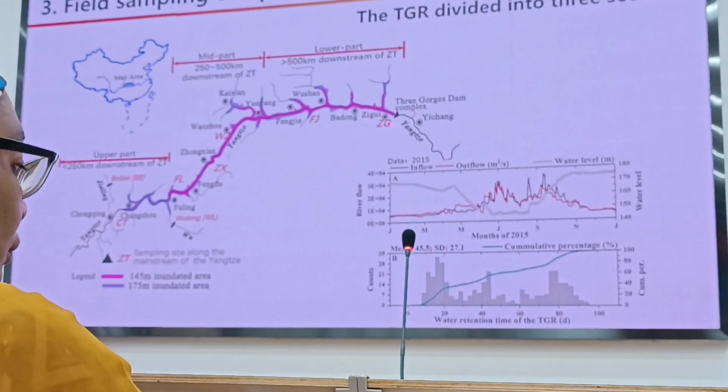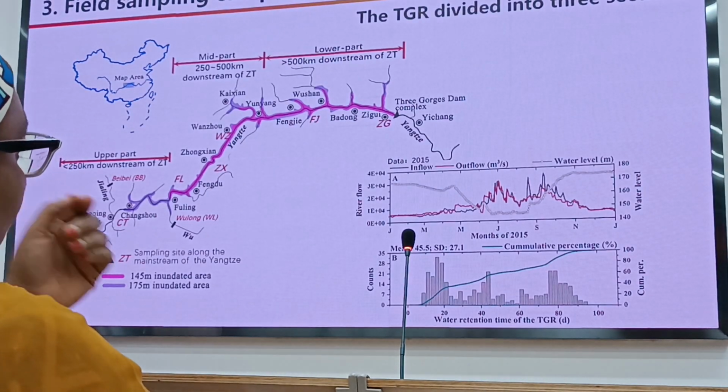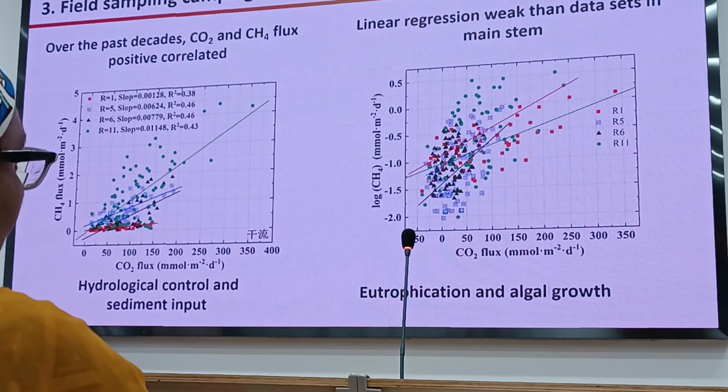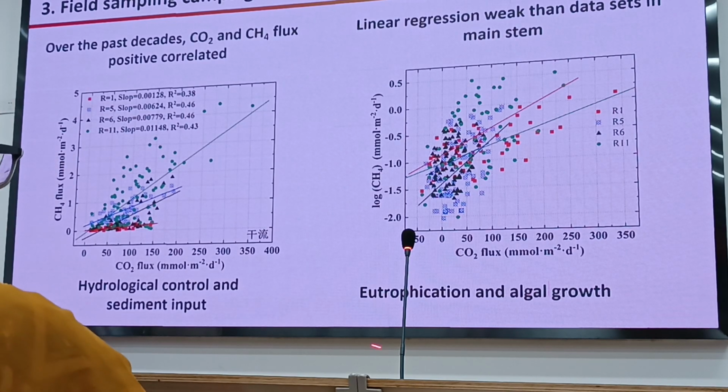So you all see the full reservoir, what it is. And then here are some data. Over the past decades, we see that methane and carbon fluxes are positively related. Hydrological control and sediment input may be among the primary sources for the carbon dioxide and methane emissions. We also made some linear regressions in the mainstream. For tributaries, the regressions are weaker, and eutrophication and algae blooms are the primary impact factors.